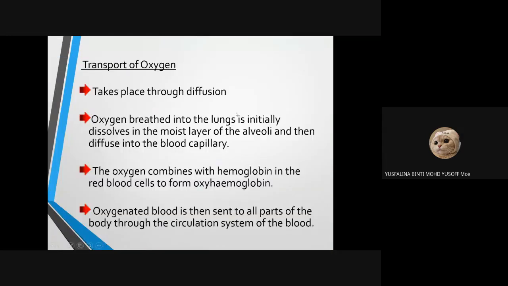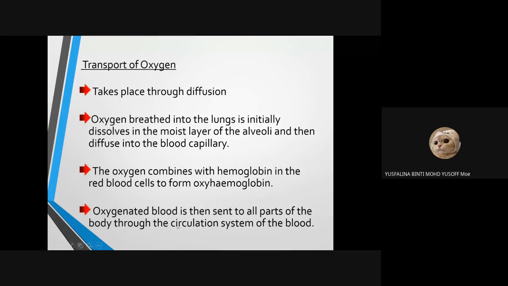Okay, so transport of oxygen takes place through diffusion. The oxygen breathed into the lung is initially dissolved in the moist layer of the alveoli. So one alveolus, we call them the alveoli. And then it diffuses into the blood capillary. And then the oxygen combines with the hemoglobin in the red blood cell to form oxyhemoglobin. And then the oxygenated blood is sent to all parts of our body through the circulation system of the blood.